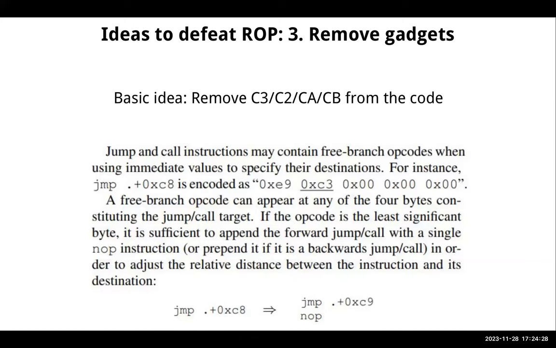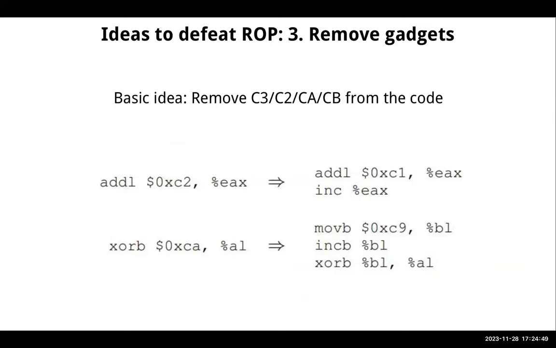And removing that is easy. Instead of jump C8, we jump C9. Now after that, we have a different offset, and then we will only have C4 here. We're not going to have C3. Then we remove the C3, we remove the return instruction.